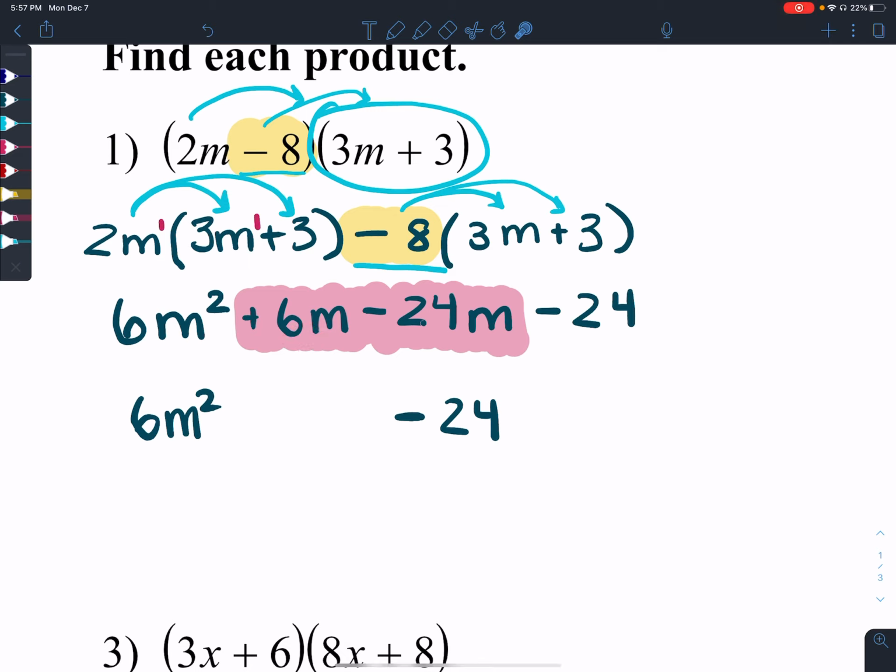So plus 6 minus 24, what do we get? Minus 18? Yeah, minus 18. The m stays. And that's the answer for this one.